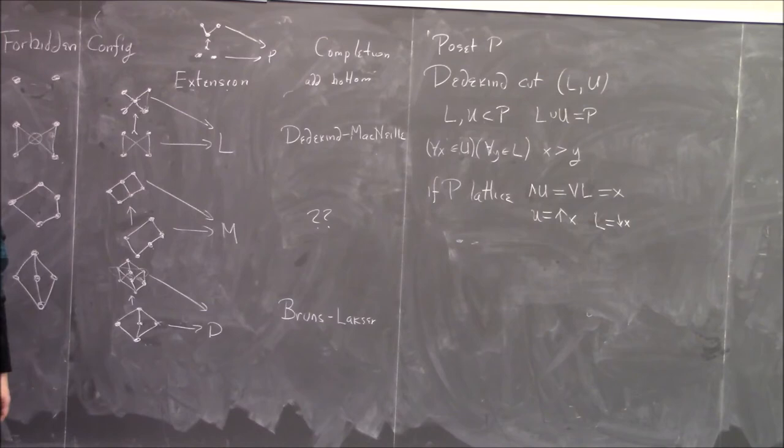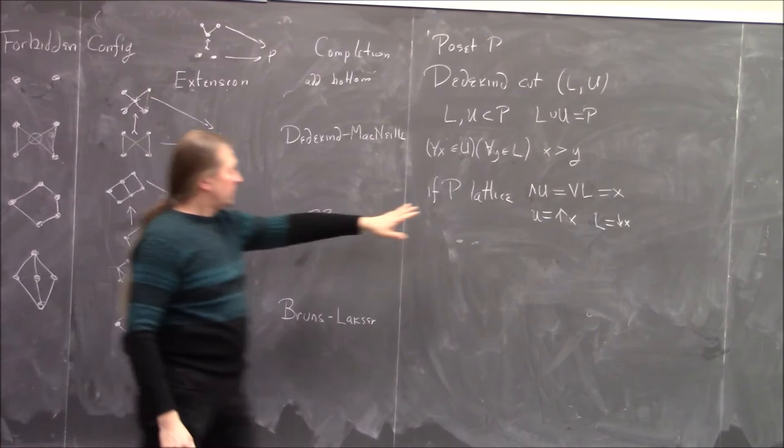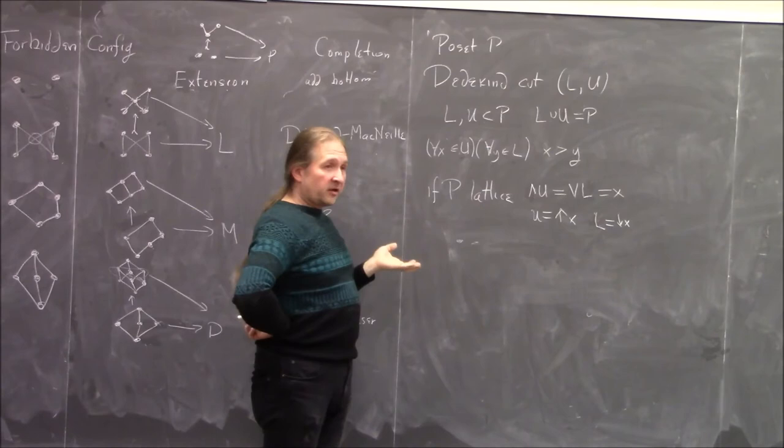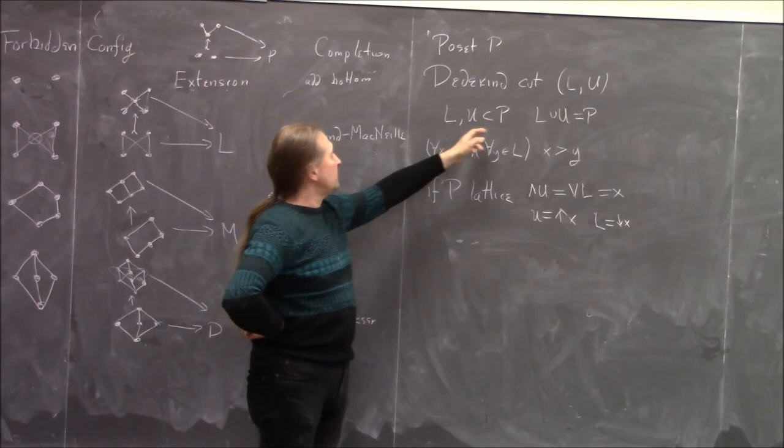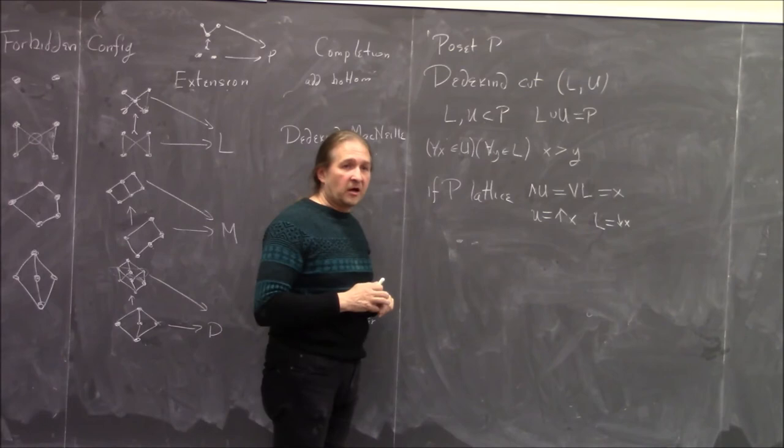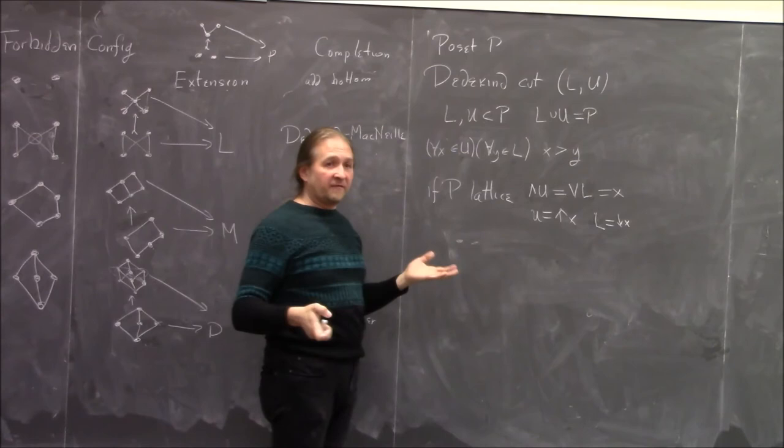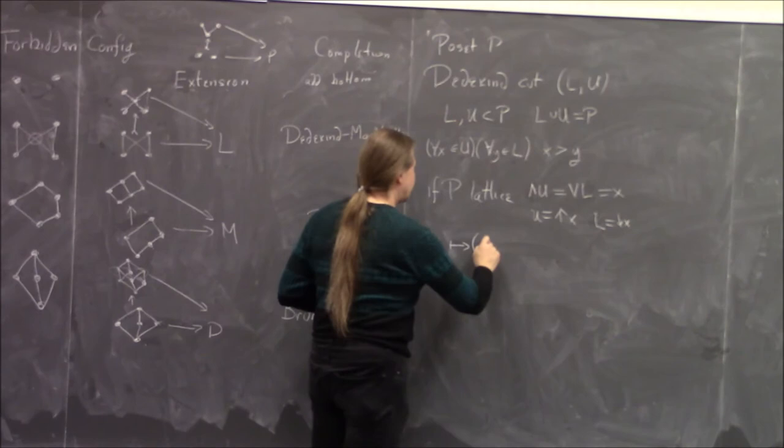The generalization of that. So one can just check that if P is any poset, then the Dedekind cuts form a lattice. This gives me a natural embedding: given any point X, I have a Dedekind cut given by taking the downset of X and the upset of X.